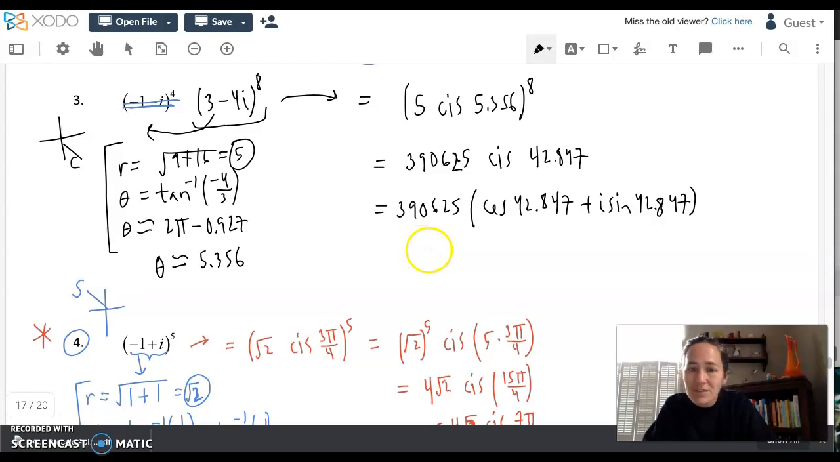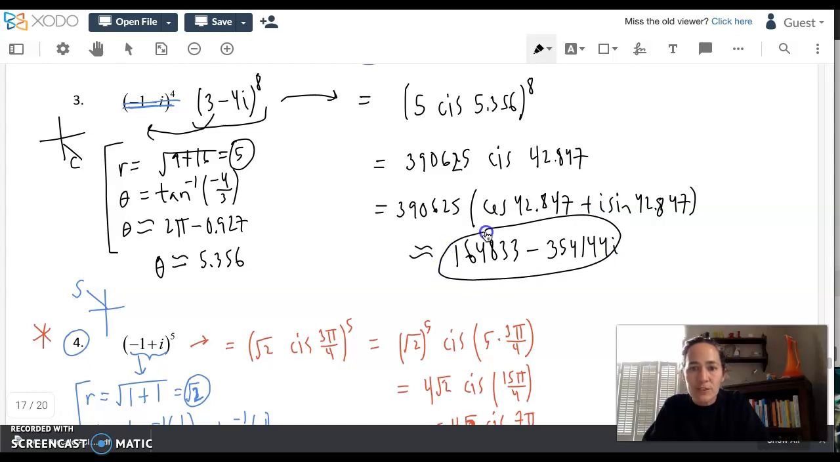You're going to get something that's so close to some whole numbers, like 164,833. I think I rounded that. It was like 832.999, or it could have been 833.00. But let's just go to the nearest whole number there. And the nearest whole number for this coefficient is a negative 354,144 times i. Definitely something where the process was sped up by using polar form and that approximation.